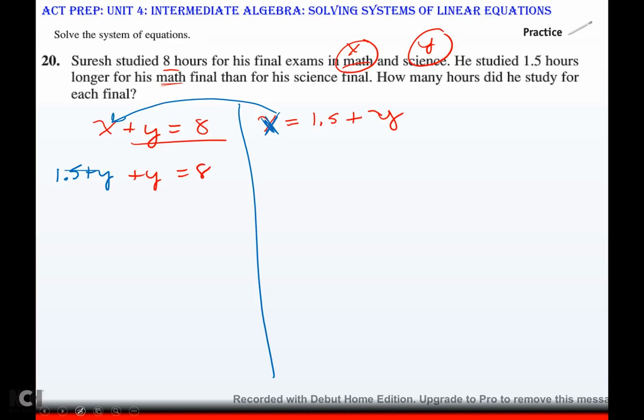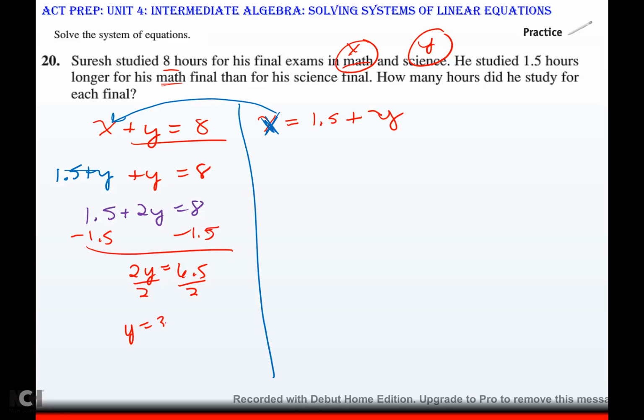Okay, so then I'm going to have 1.5 plus 2y equals 8. Then I am going to minus 1.5 from both sides. I get 2y equals 6.5. Divide by 2, and I get y equals 3.25.